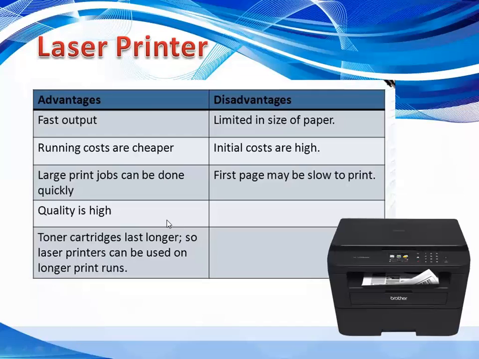Disadvantages: limited in size of paper. Initial costs are high. First page may be slow to print. The laser printer prints text and graphics in high quality resolution. A typical laser printer provides a resolution of 1200 dots per inch or more. Laser printers print at higher speed than inkjet and dot matrix printers. They are not very noisy. Laser printer is mostly used in the business field.